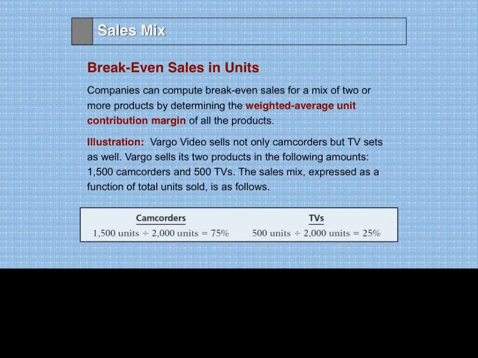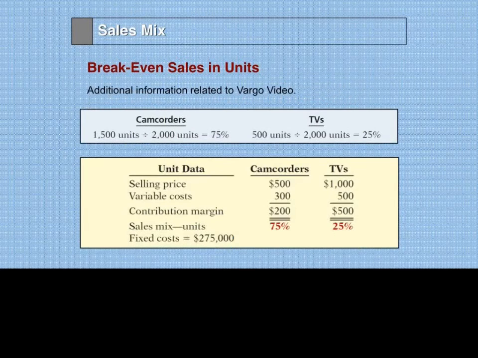Well, what we do is we calculate a weighted average unit contribution margin for all the products. For example, this video store sells not only camcorders but television sets, and it sells the two products in the following amounts: 1,500 camcorders, 500 TV sets. So it's 3-to-1. Or the sales mix can be expressed as 75%, that is 1,500 divided by the total number of units, 2,000. 75% camcorders, 25% televisions.